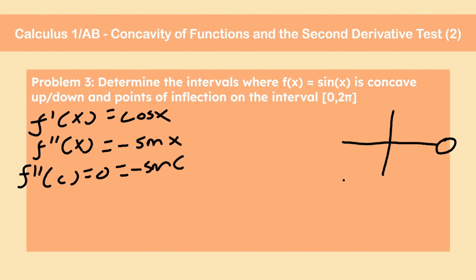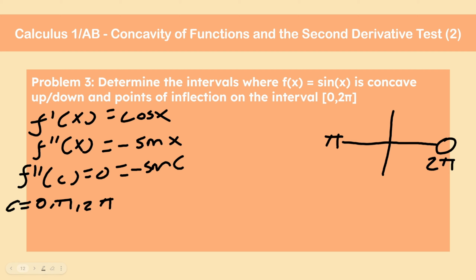So this is a unit circle. Imagine this is just a unit circle. So when it's at 0 degrees or 0 radians, sine is equal to 0. And when you're at pi radians, sine is also equal to 0. And when you're at 2 pi radians, sine is also equal to 0. So our possible intervals come from 0, pi, and 2 pi.